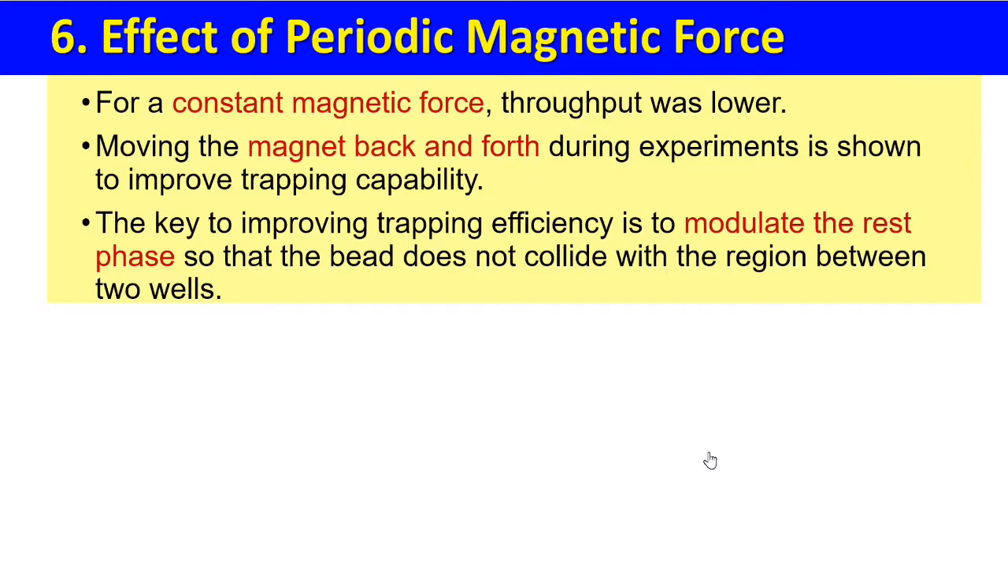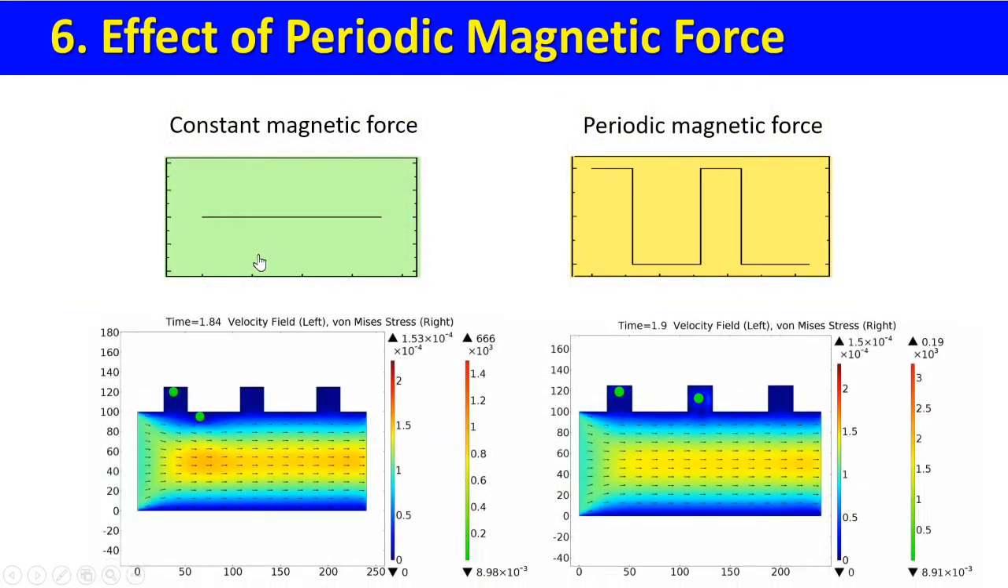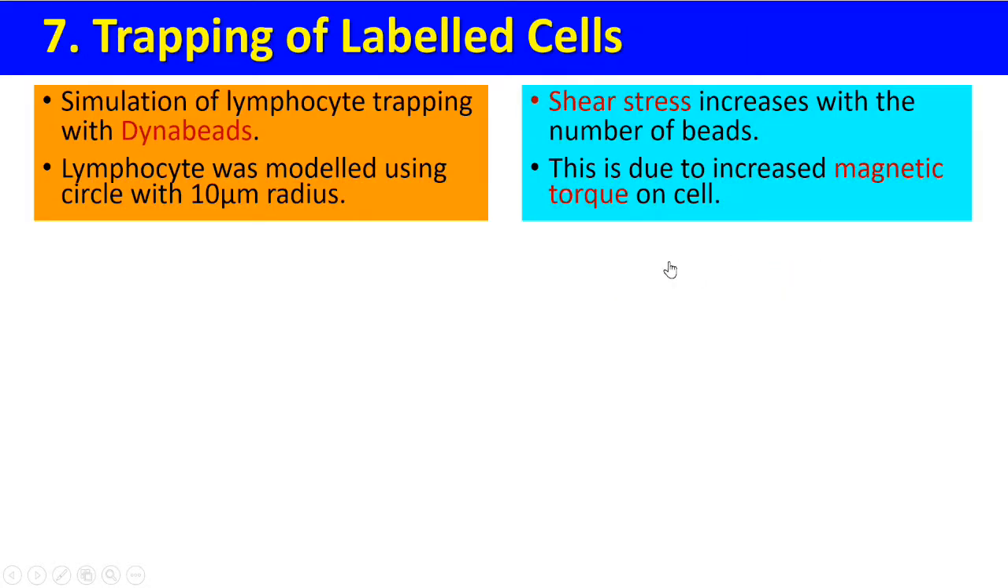6. Effect of periodic magnetic force. For constant magnetic force, throughput was lower. Moving the magnet back and forth during experiments is shown to improve trapping capability. This is the result of constant magnetic force. This is the result of a periodic magnetic force.